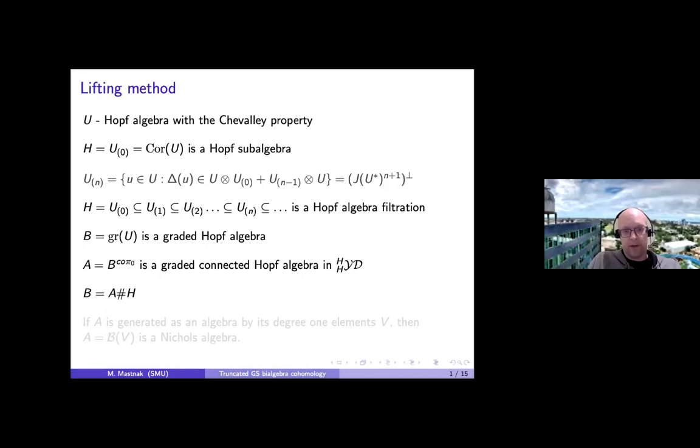And well, there's a lot of machinery for describing this A, which I will not mention today. But if A is generated by its degree 1 elements, then this A is what's called a Nichols algebra, right? Which can be described in combinatorial terms using arithmetic root systems and such. It's a beautiful theory, but one would need several talks to talk about this, and I'm not exactly an expert anyway.